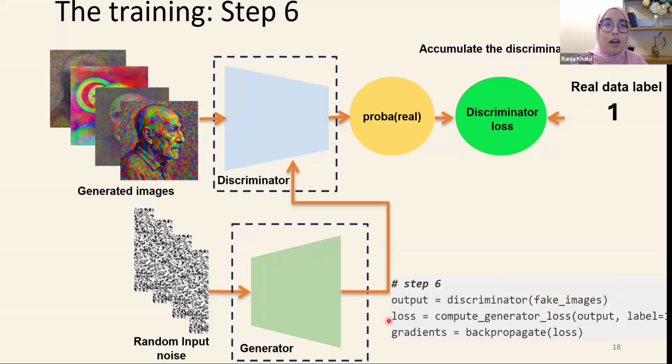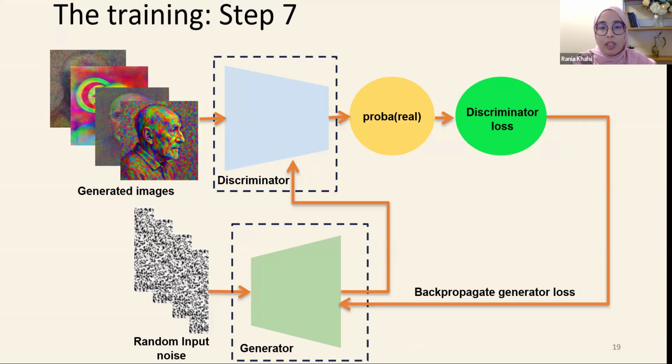Now, how to write this? The discriminator is going to take the fake images, and we save that as output. Next, the loss. We call compute generator loss in this case, and we give it the label equal to 1 and the output, which means the real label and the output. Then we do the backpropagation and backpropagate the loss, the gradient.